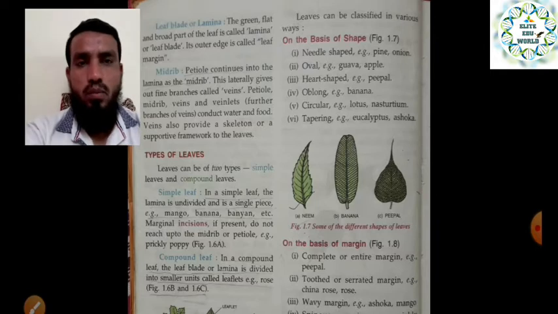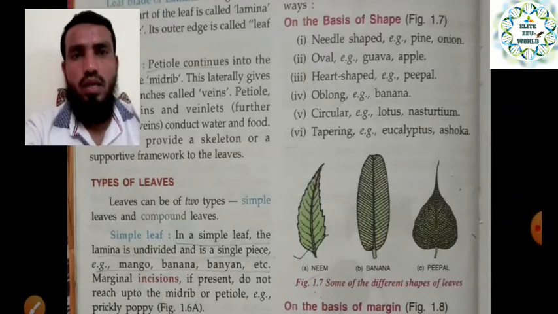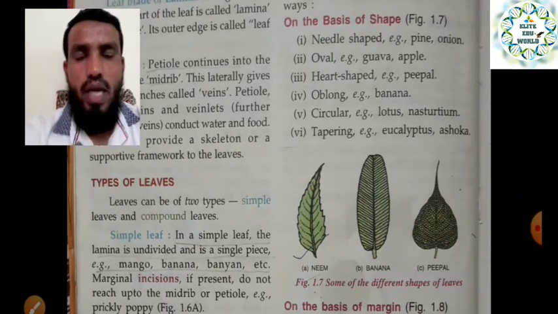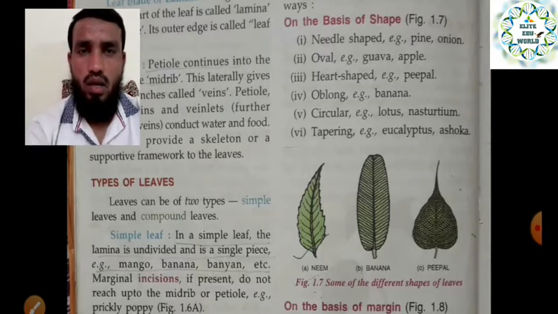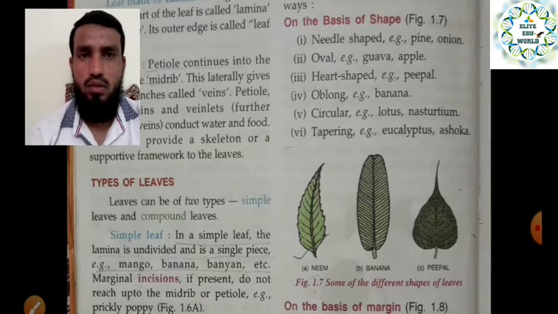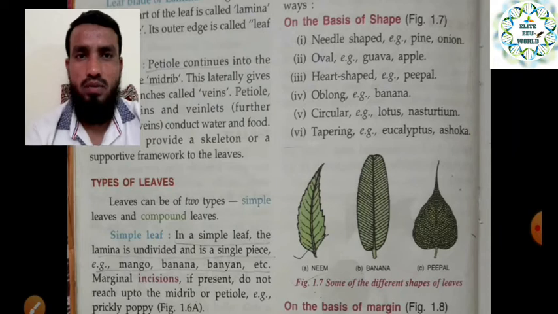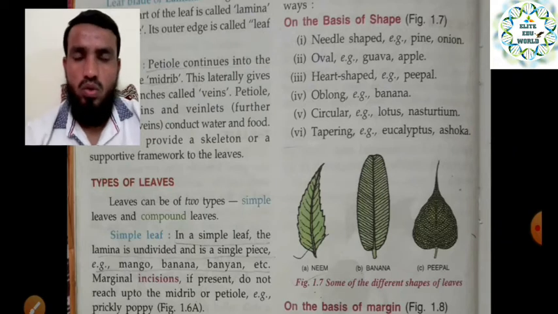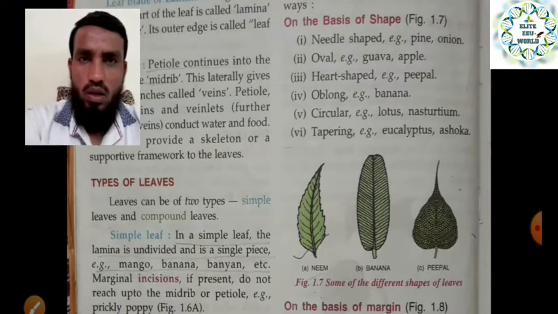So these are the basic points of our leaf we have to keep in mind. And then in the next slide we will see the types of leaves, because in our surroundings we always see different kinds of plants. All plants do not have the same kind of leaves; different plants have different types of leaves. We will see the types of leaves in detail now, and how they differ from each other.